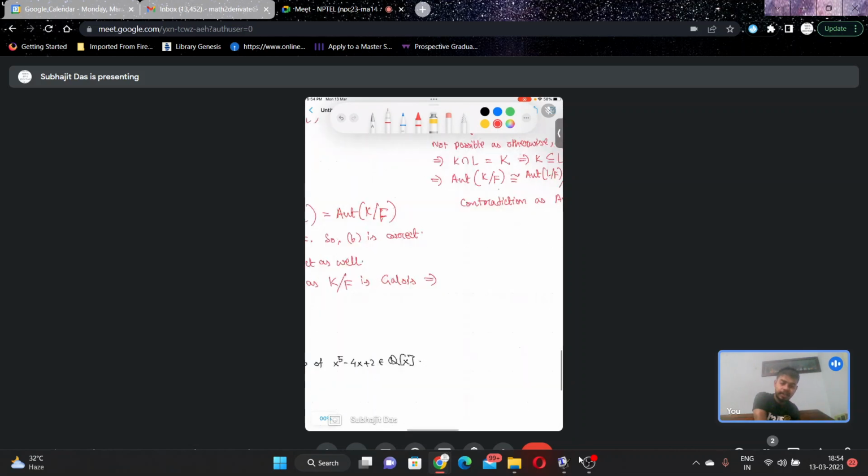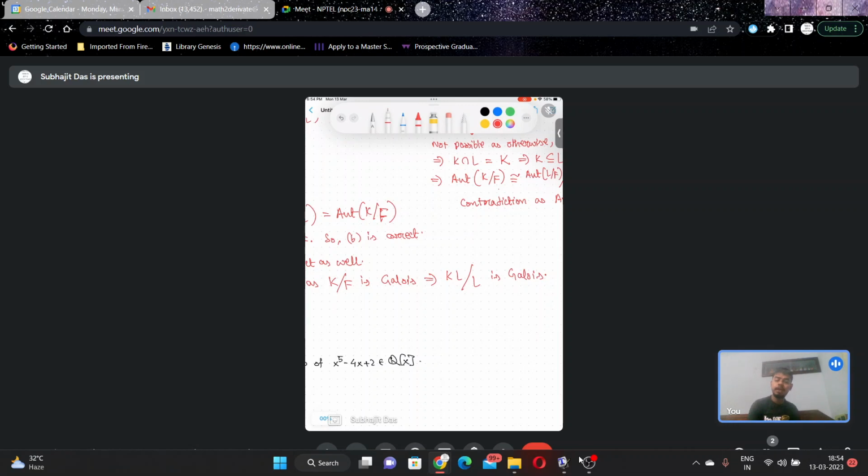So K over F being Galois implies KL over L is Galois. This is always true. We don't even need the fact that L over F is Galois. But to deduce the fact that KL over F is Galois, we do need that L over F is Galois.